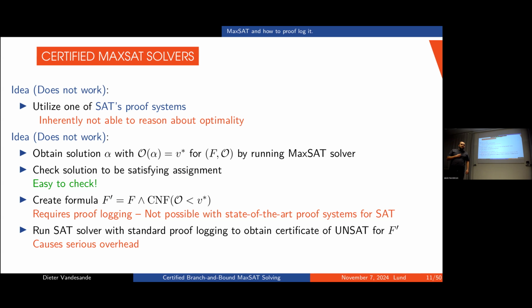But even if you would neglect that for a moment, and let's run the SAT solver, this new call to the SAT solver needs to prove the optimality, which is actually already done in the first MaxSAT solver call. So that causes serious overhead in the solving time. And even if you would not care about that for a moment, this approach only proves that the answer is correct, not that the reasoning within the solver is correct. And that's such a pity.